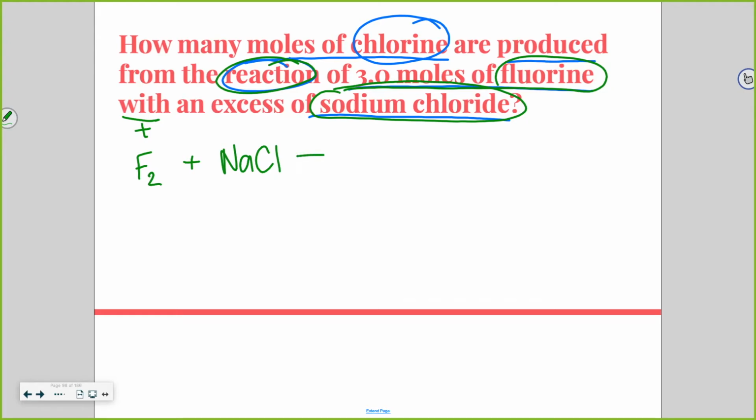Yields. What type of reaction is this? Single replacement, yes. Chlorine is what's going to be produced, so Cl2 plus, remember, a non-metal or anion always switches with the anion, non-metal with the non-metal. So you end up with NaF. You see your F2 and your Cl switching.